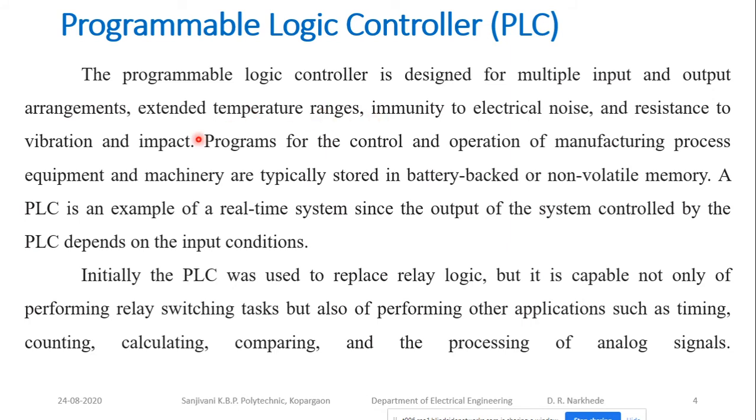Then extended temperature ranges. Based on where you are going to use the PLC, the PLCs are available with different temperature ranges. Some PLCs can support down to minus 20-40 degrees centigrade. Some PLCs can be used for normal temperature of 30 degrees centigrade. Some PLCs can be designed to work at a temperature of 80 to 100 degrees centigrade also, and some can be designed to work at higher temperature also. So based on your requirement, you need to select the PLC. If you are going to use it in India for normal applications, a temperature range of 50 degrees centigrade is sufficient. Immunity to electrical noise.